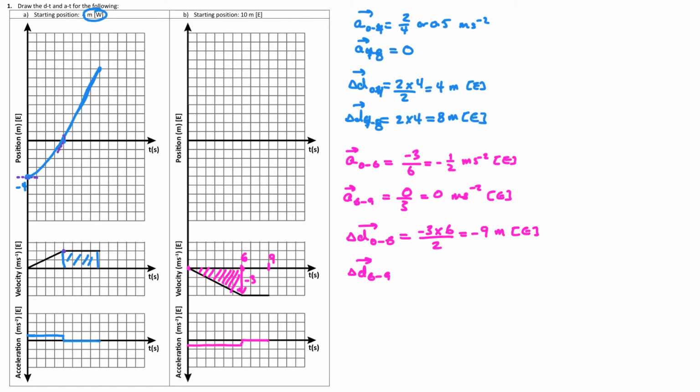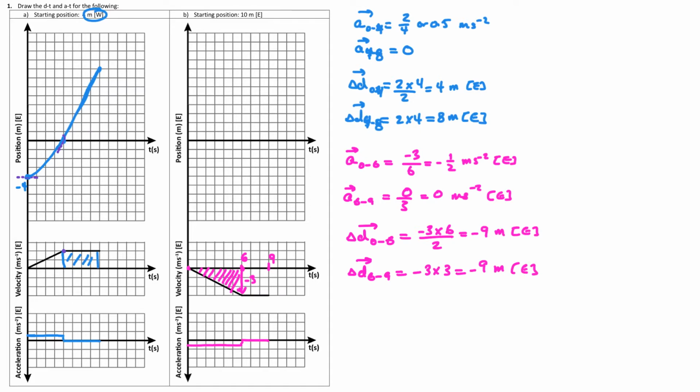And for the next one, 6 to 9, I have a square. Its height is -3 and base 3, and this is -9 as well.